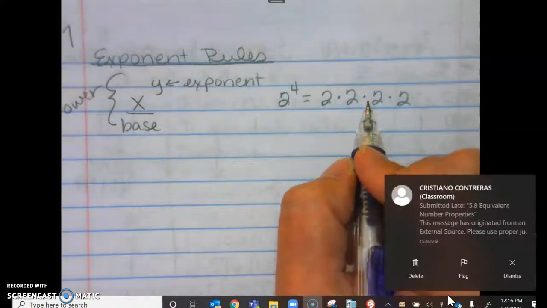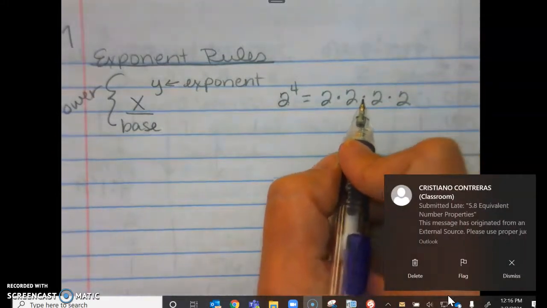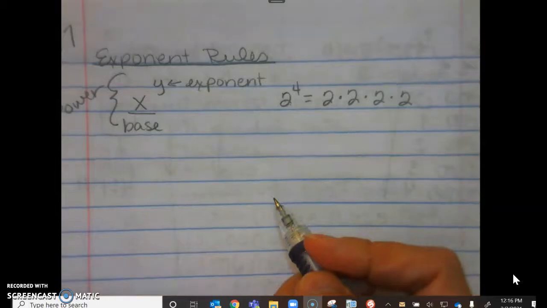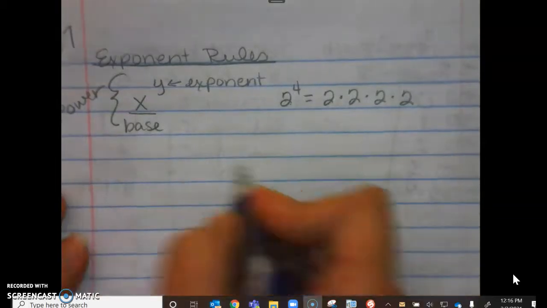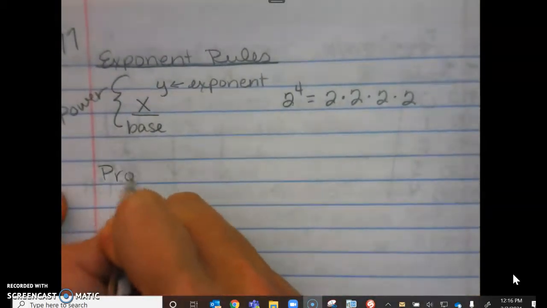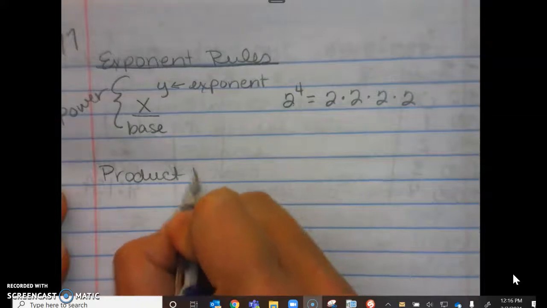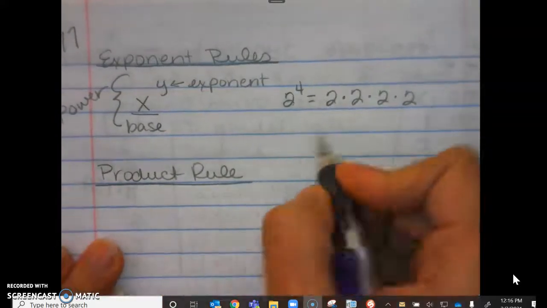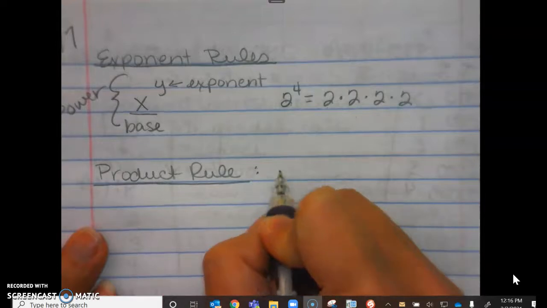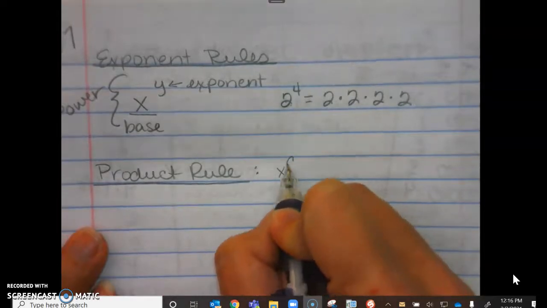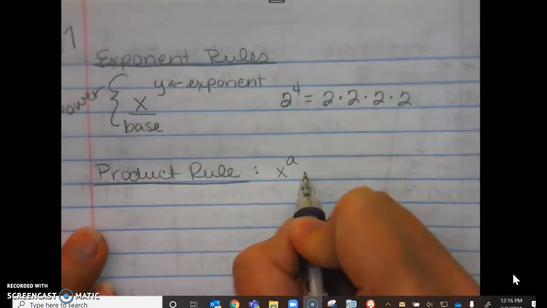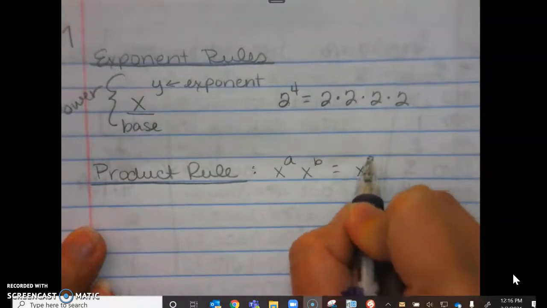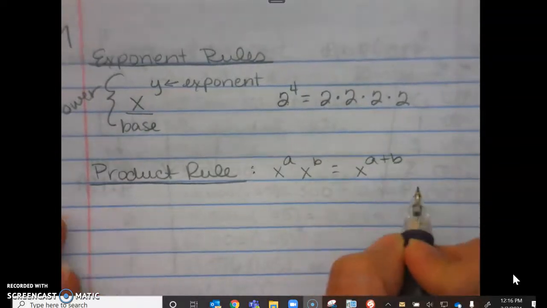So we're going to talk about 5 different types of exponent rules today. The first of which is called the product rule. Product meaning multiply. And the product rule says this: if you have like bases being multiplied by each other, then you simply need to add the exponents.